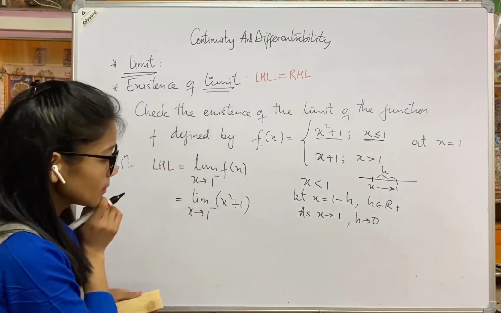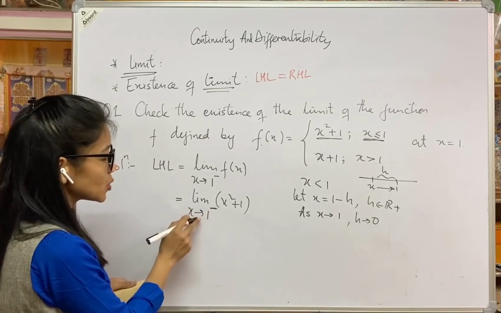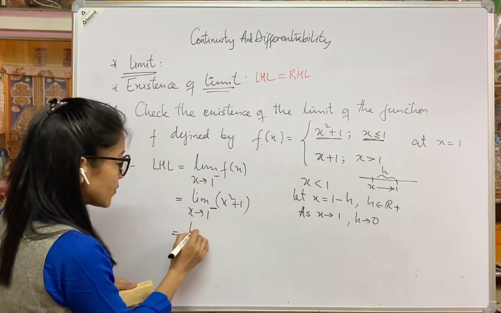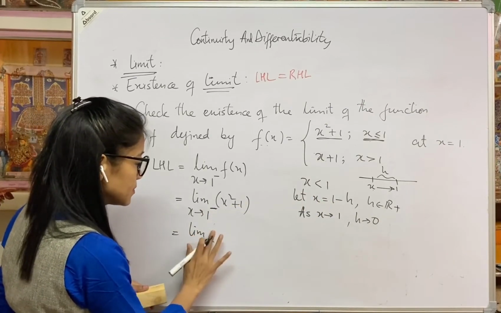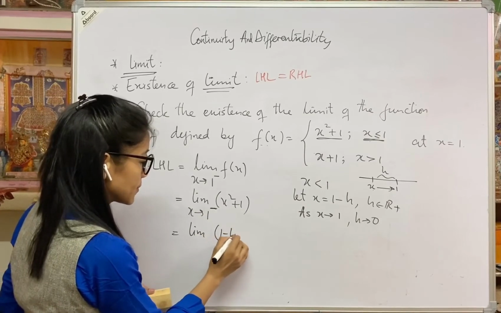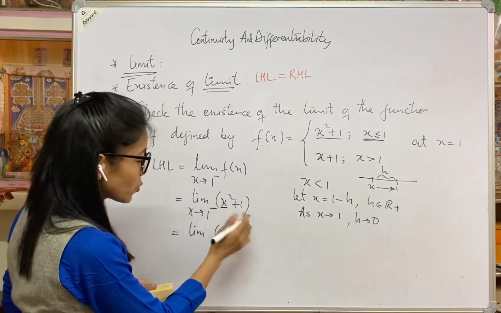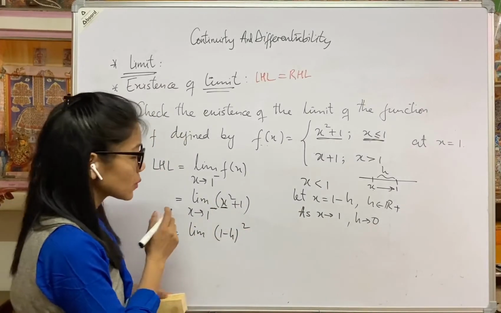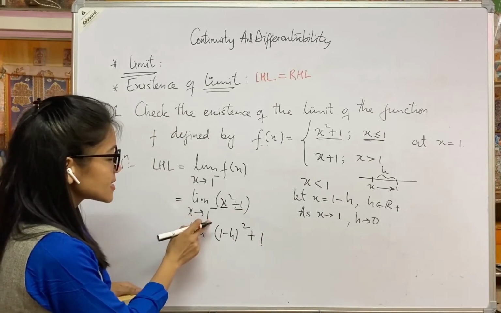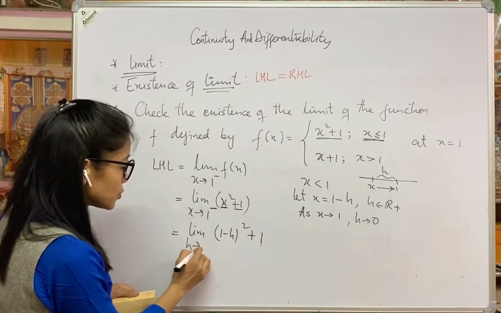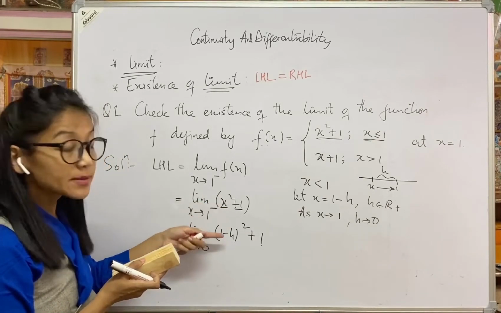Okay, so now I can put it here. I just want to eliminate this, so for that I will make this substitution. Instead of x, now I will write 1 minus h. Instead of x, I will write 1 minus h, x square. So therefore I will write 1 minus h whole square plus 1. Now as x tends to 1, h tends to 0. So I'm just converting x in terms of h.